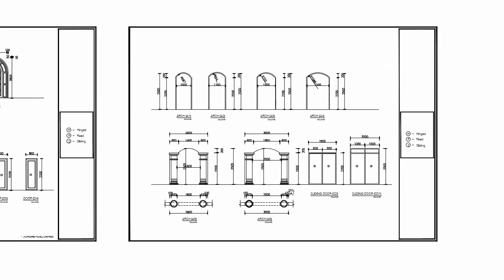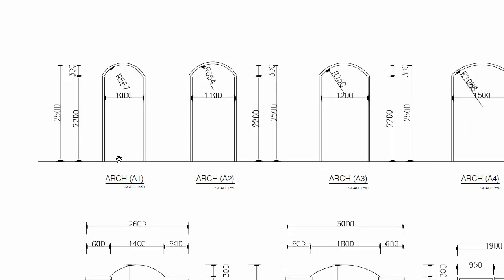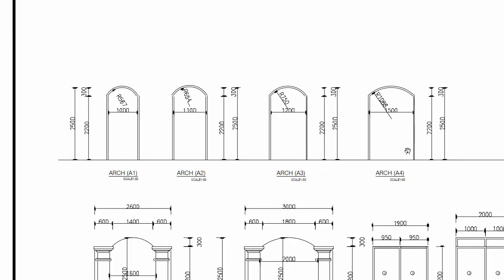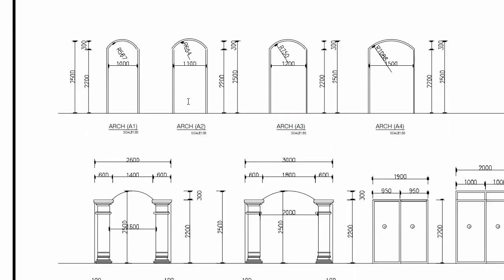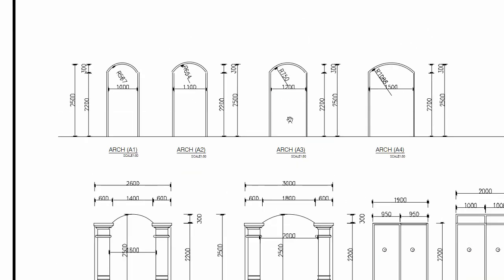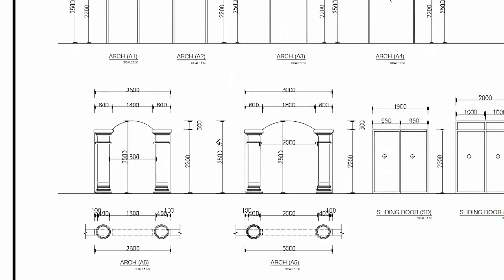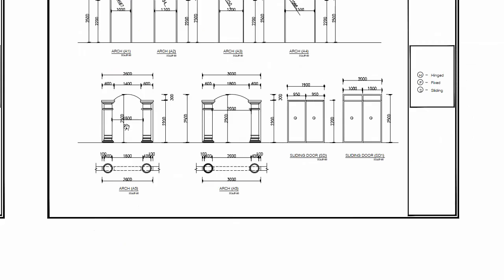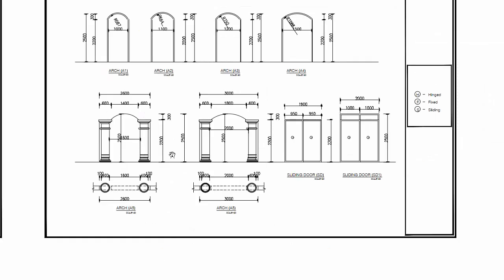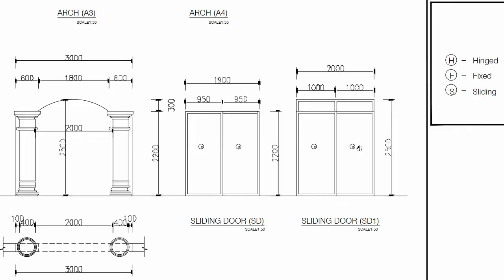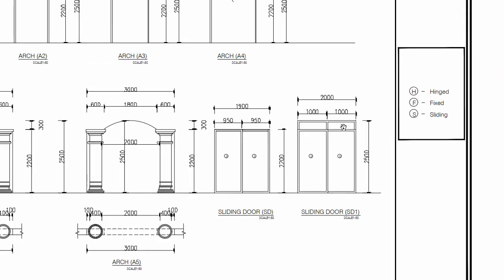Next we have this arch detail, arch 1, 2, 3, 4. So how many arches do we have in this project? We have to add the detailing section of the arches. Another one, we have this arch 5 and arch A5. So you have to distinguish each arch with its own name. And for the sliding door, you have to show the sliding door dimensions also.